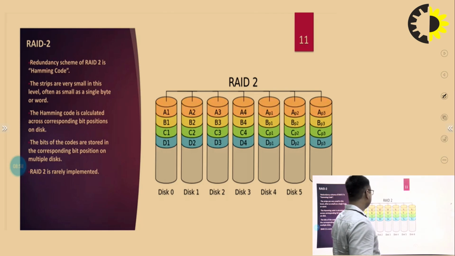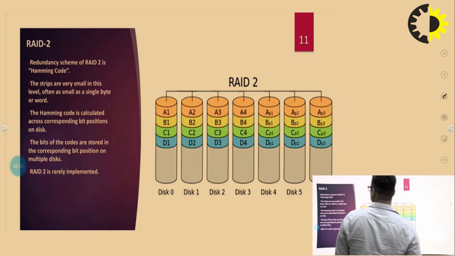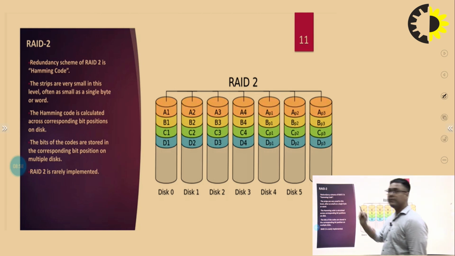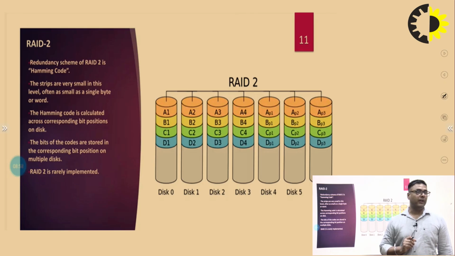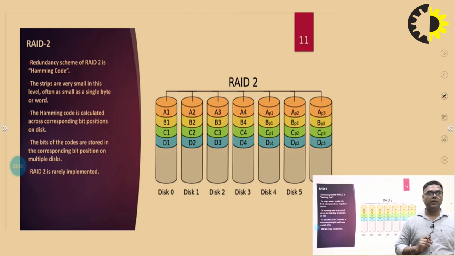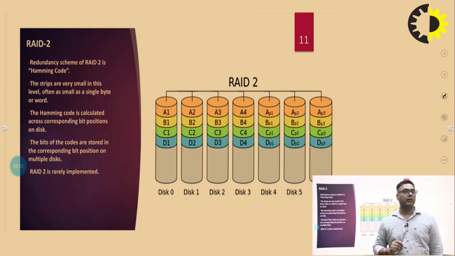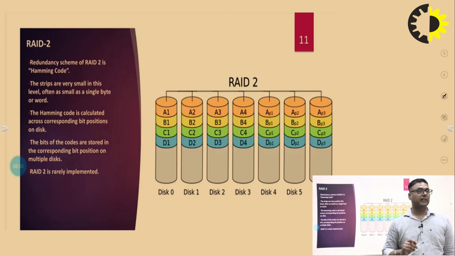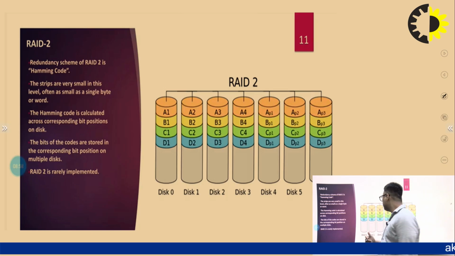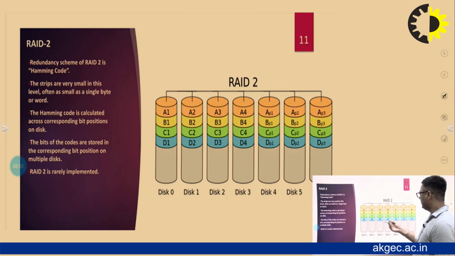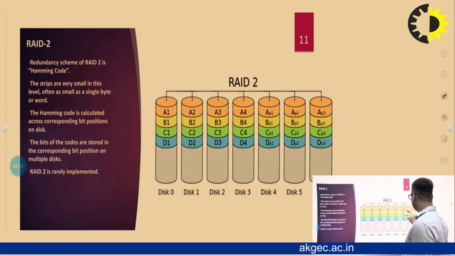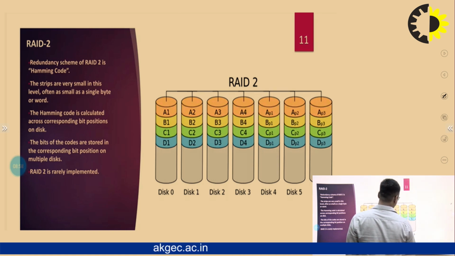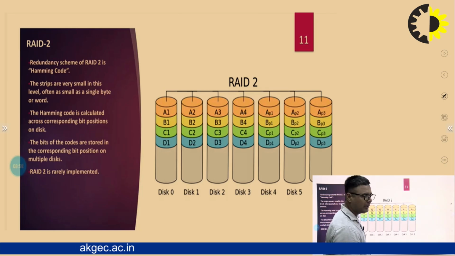Again, we have to see RAID 2. The redundancy scheme of RAID 2 is Hamming code. The strips are very small at this level, often as small as a single byte or word. A Hamming code is calculated across the corresponding bits on the disks, and the bits of the code are stored in the corresponding bit positions on multiple disks. It is rarely implemented, because in RAID 2 the data is divided into different forms and stored in different places. So RAID 2 is not implemented most of the time.